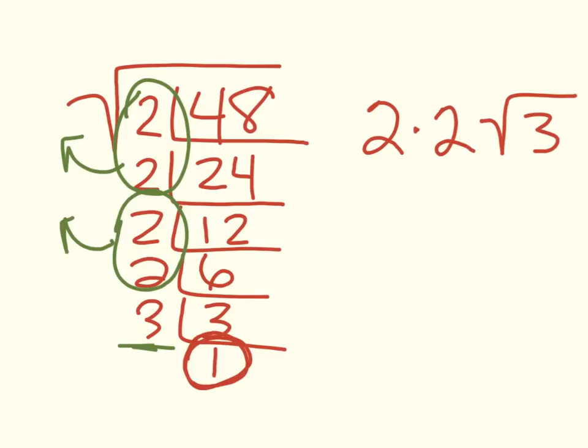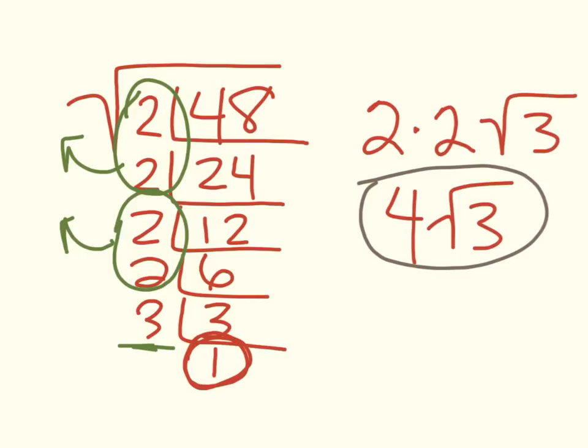They get multiplied together. So I have 2 times 2, which is 4. And then the square root of 3 inside stays the same. And this is my final answer. So square root of 48 reduces down to 4 square root of 3. Let's try another one.